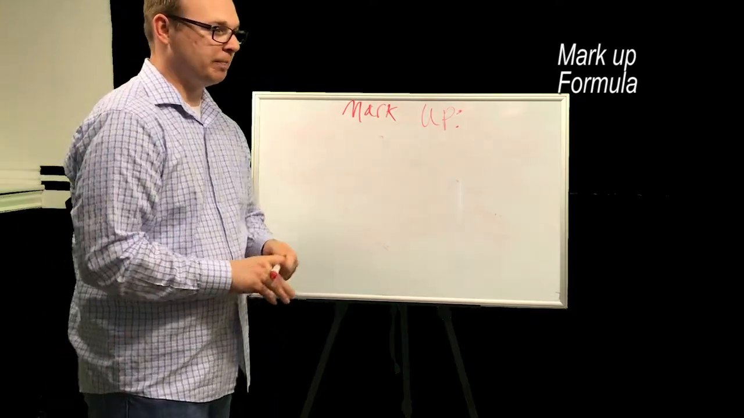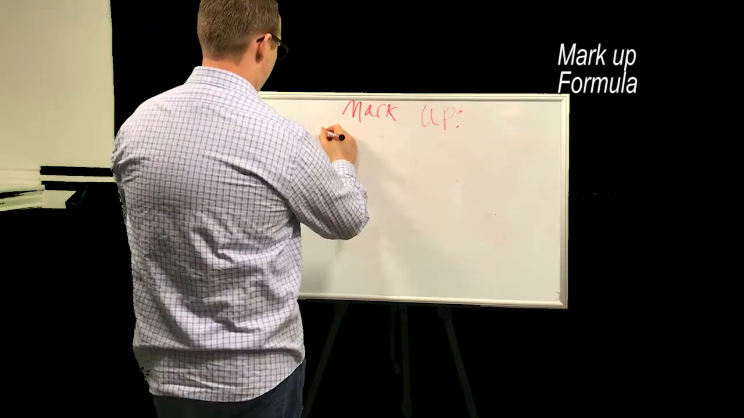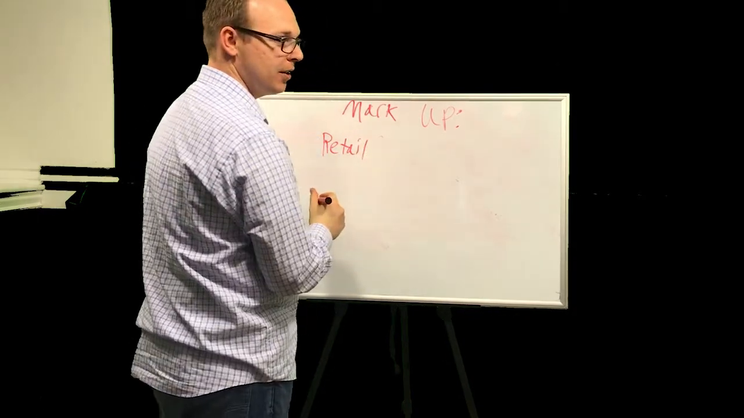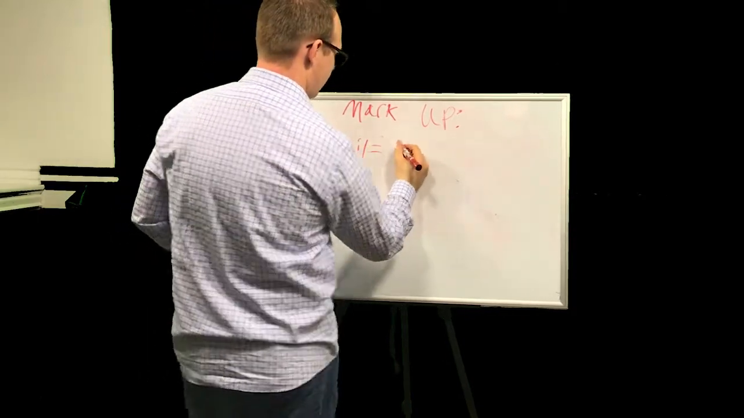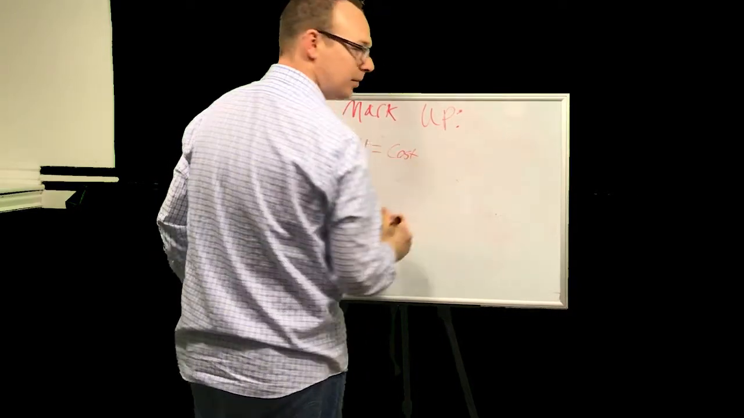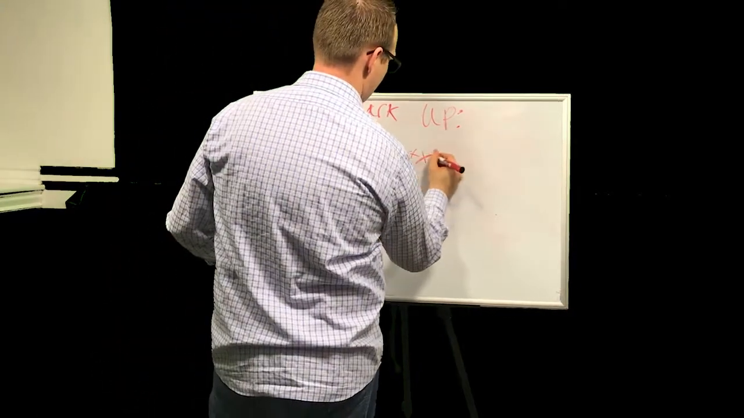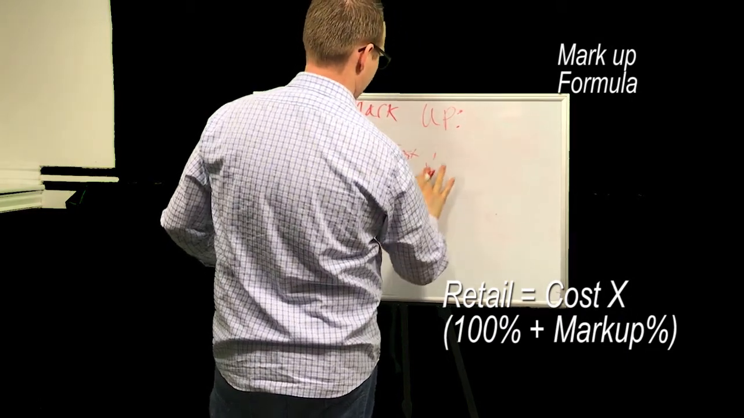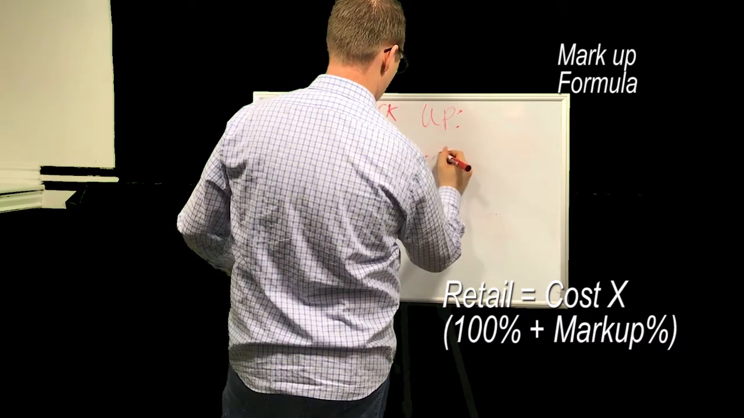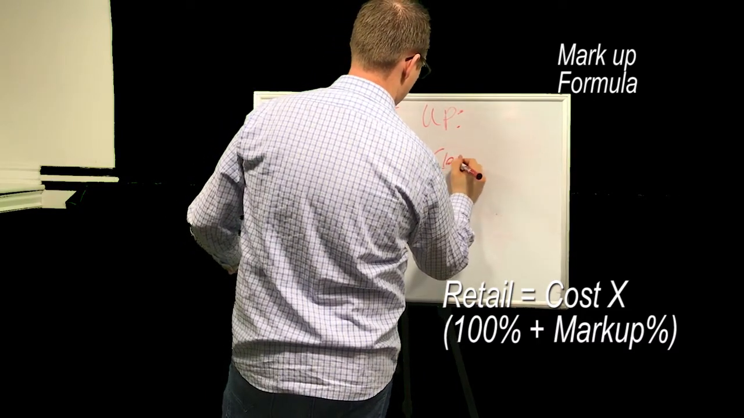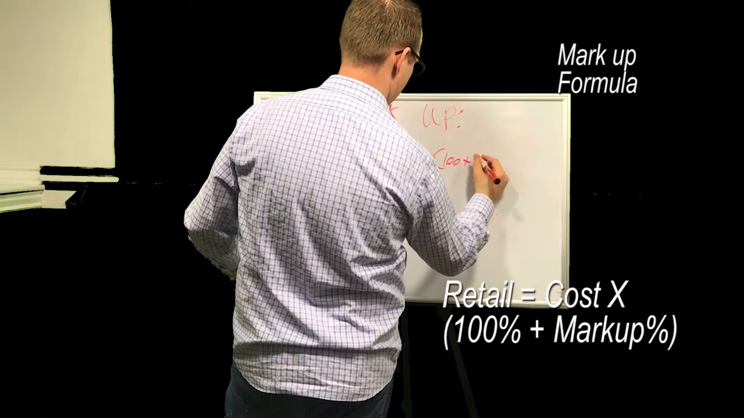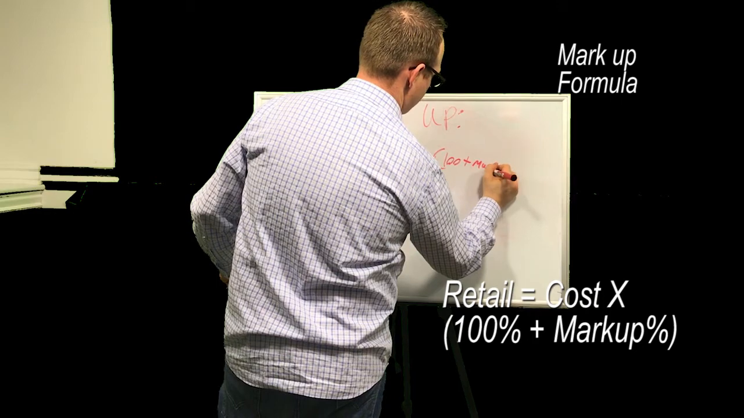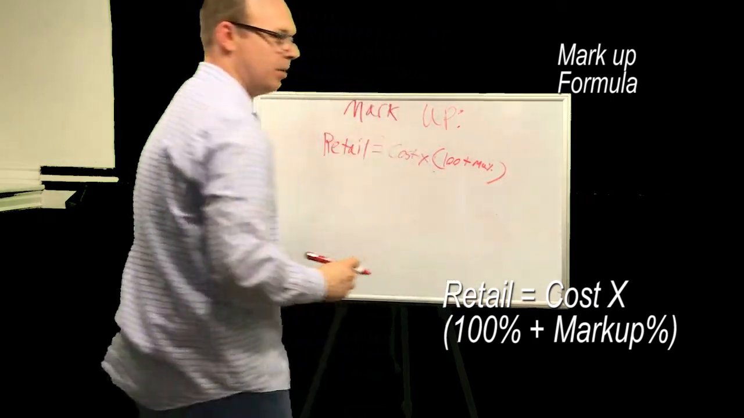So the markup formula, it's real simple, right? Retail price equals cost times, let's do brackets here, cost times 100 plus your markup percent. Okay, your desired markup percent.